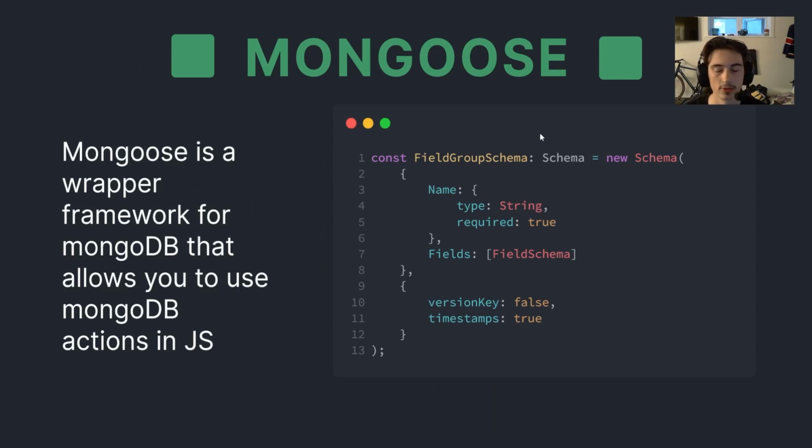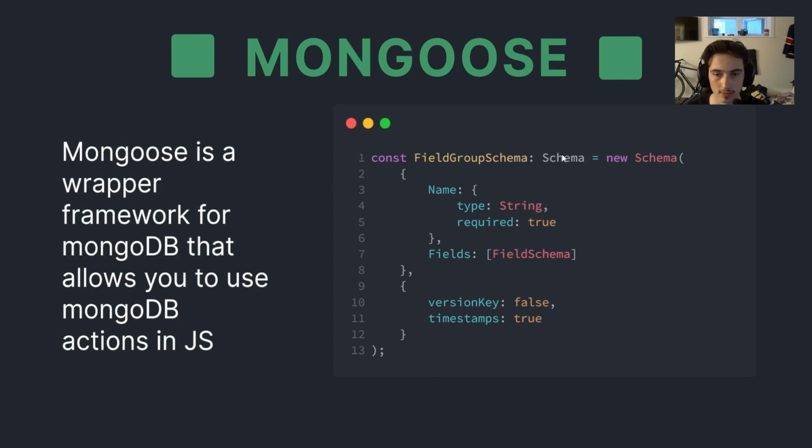So let's talk about Mongoose. Mongoose is a wrapper for JavaScript that lets us talk to MongoDB directly. I would say it gives you a bunch of the functions of MongoDB. As you can see, this is a schema.